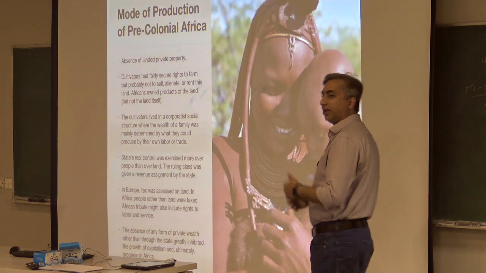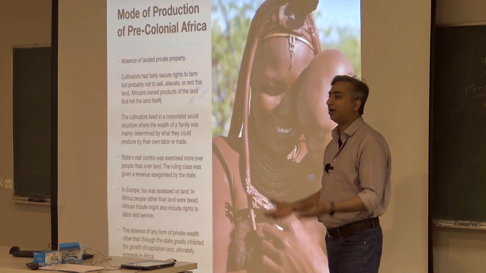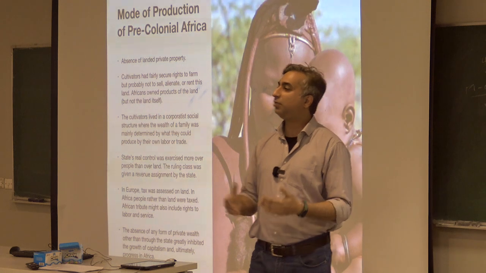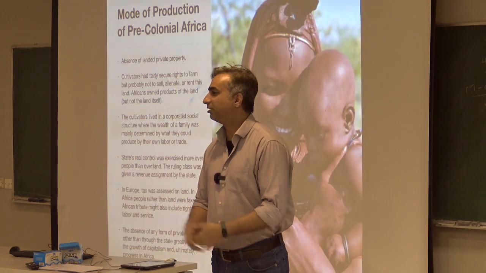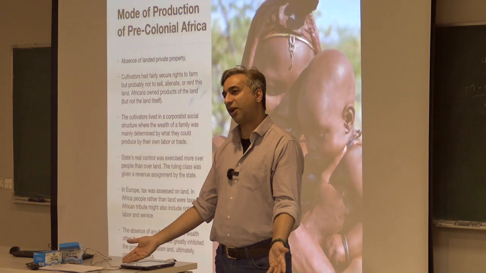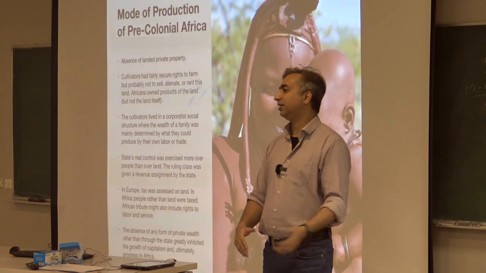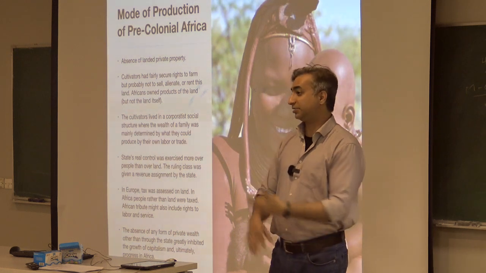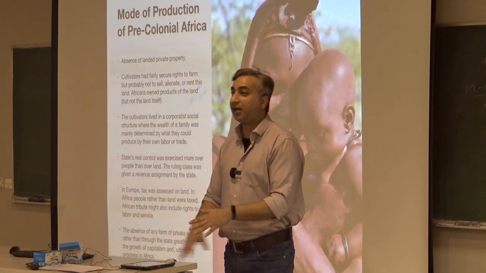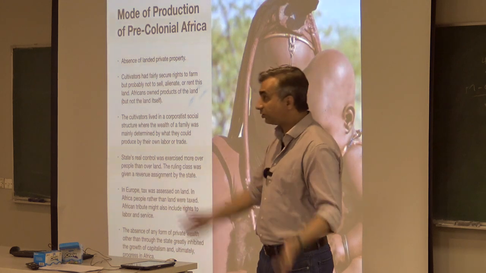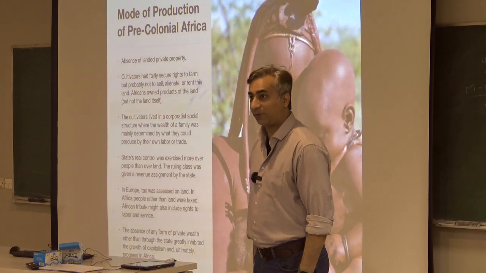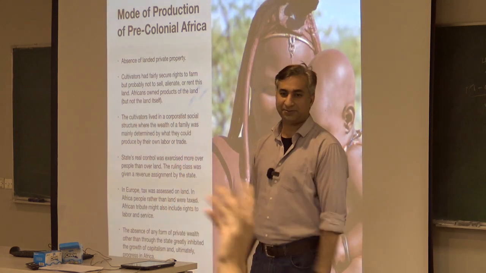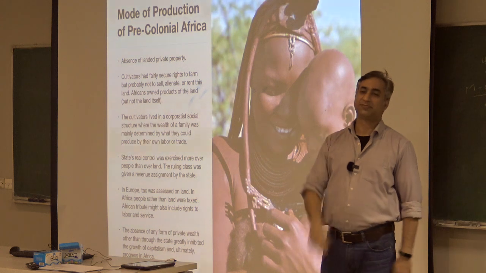By the way, if you know anything about the Mughal Empire, pre-colonial India, land was also not private property here in India before the British arrived. They turned it into private property. Land was also not private property in most of the Muslim world. Similarly, it was not private property in Africa. And land was also not private property in China. Most of the world, it seems, land was not private property. Where was it private property? Europe. Okay, yes. Even in Europe, before enclosure, it was not private property.